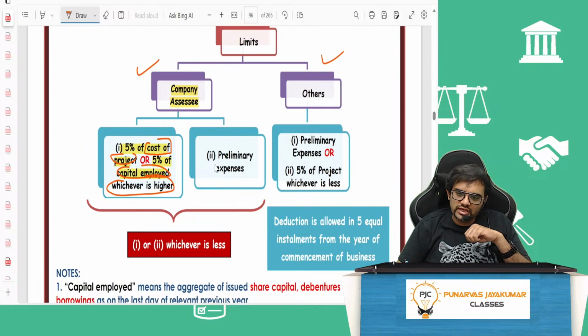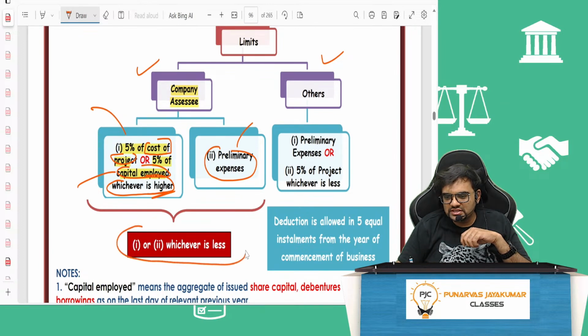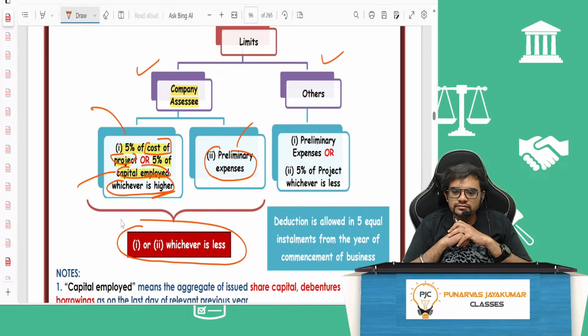One more, or the actual preliminary expenses. So first I should take 5% of cost of project or 5% of capital employed, whichever is higher. Second one is preliminary expense. 1 or 2, whichever is less, I should take. Other cases, preliminary expenses or 5% of project, whichever is less.